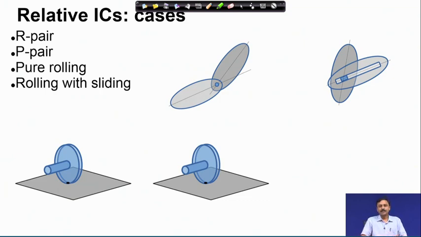So, let me summarize this lecture. What we have discussed today is that we have introduced the concept of instantaneous center of rotation from the geometric concept of velocity. We have introduced the concept of relative instantaneous center of rotation, and we have seen how, when three bodies are in relative motion, their relative instantaneous centers of rotation must lie on a single straight line, which is the Aronhold-Kennedy theorem. So, we have looked at these concepts.